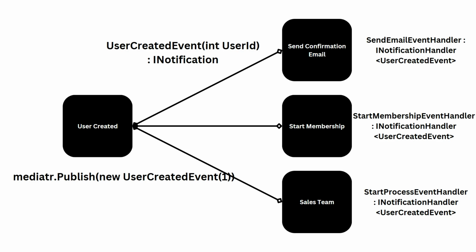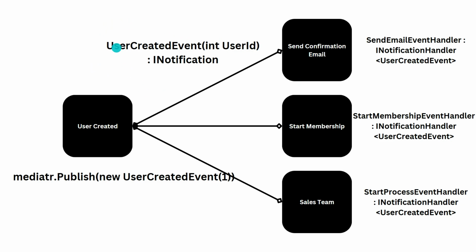There is a method called publish, and we need to send the information about the event. We need to tell which event I want to publish. So the event is this user created event. This is my custom event that I have created. And what is this event? So this event is something that I have created over here.